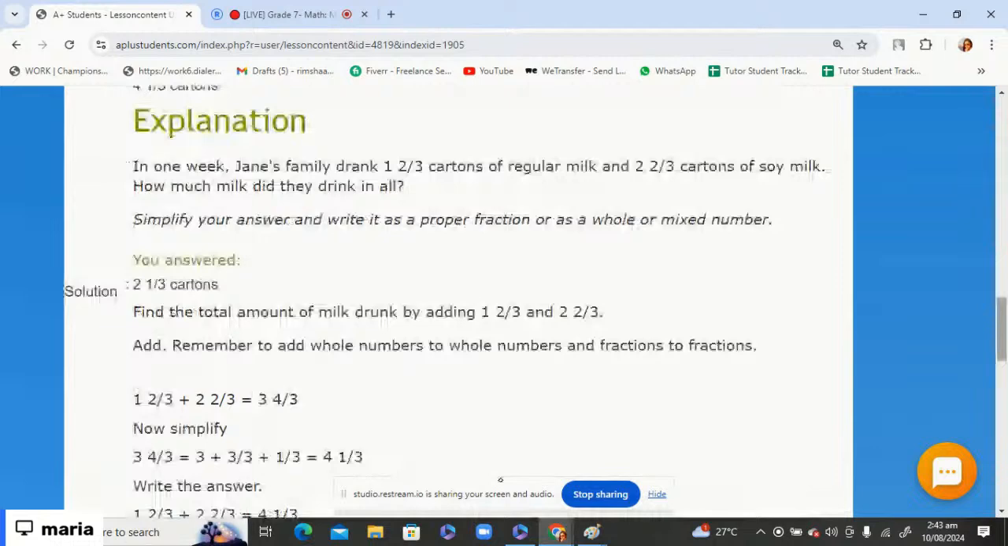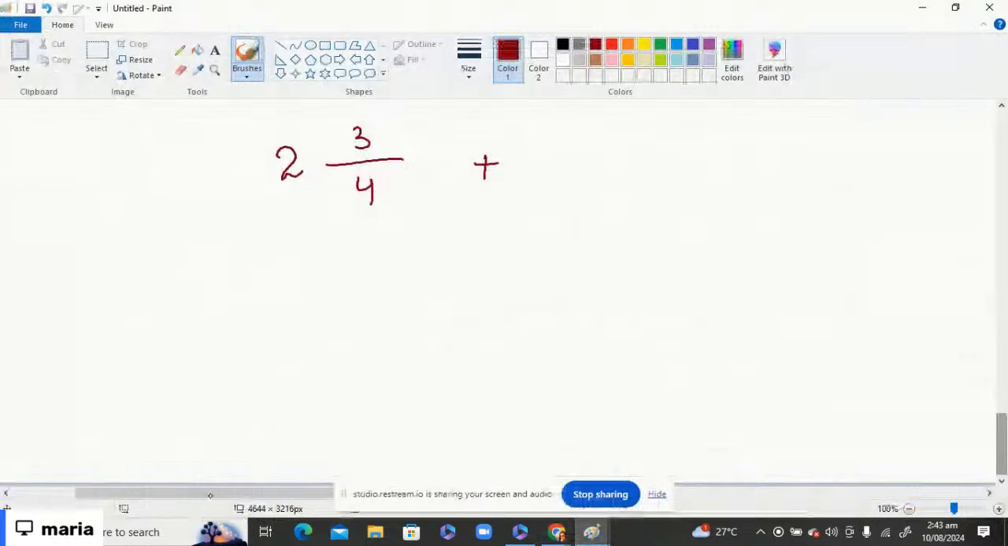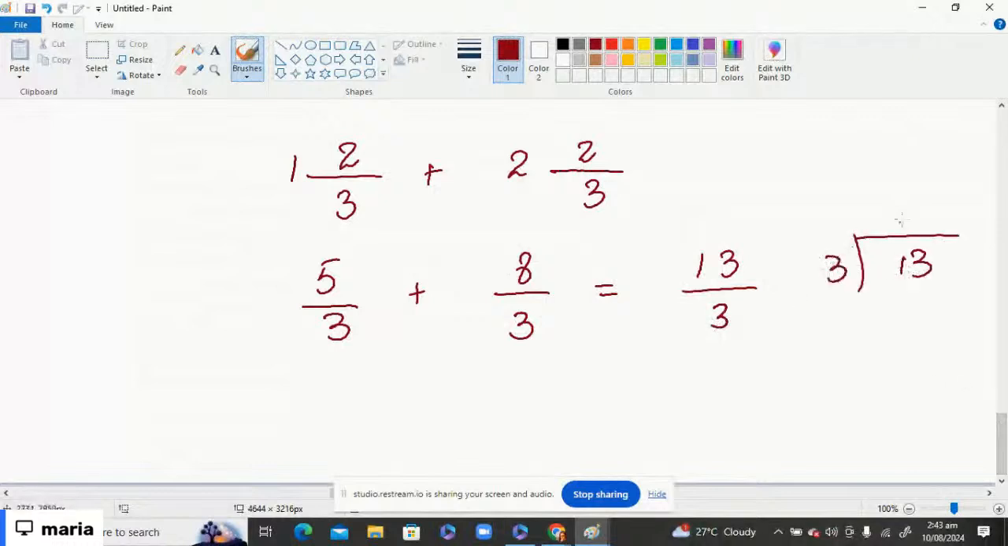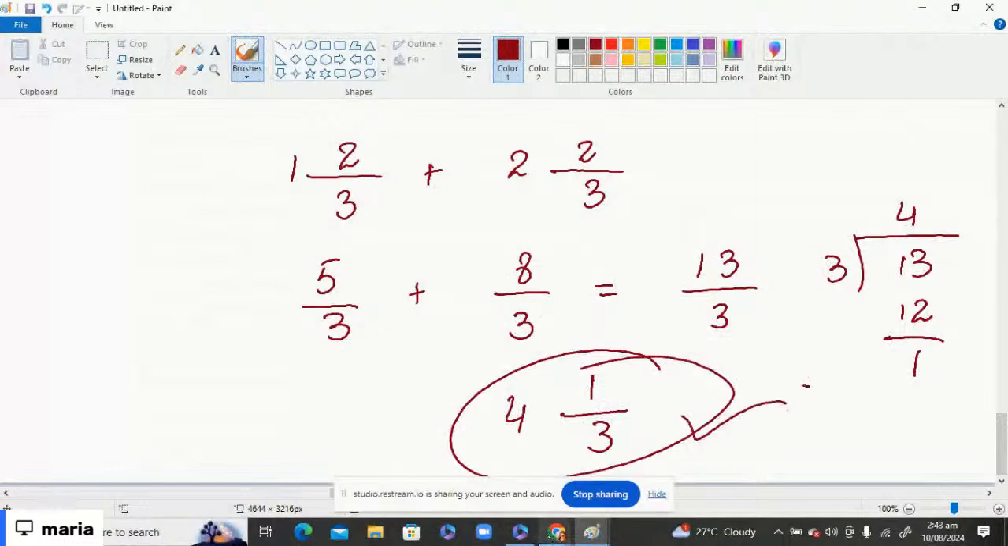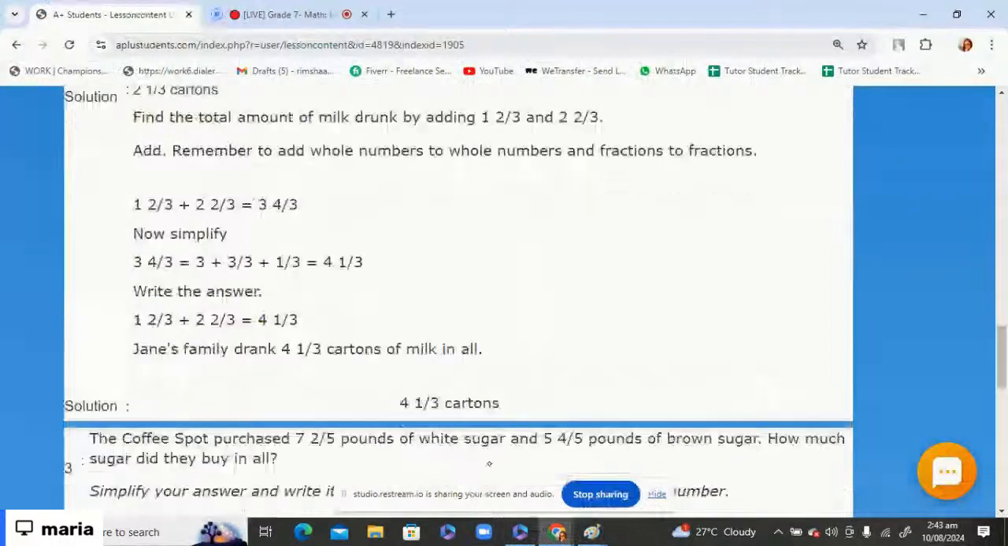Let's do it. 1 into 2 by 3 plus 2 into 2 by 3. That gives 5 by 3 and 8 by 3. Count it: 8 plus 5 is 13 over 3. Now just divide. So 4 into 1 by 3 is your answer. Let's check, is this the answer or not? Yes, 4 into 1 by 3 is the answer.